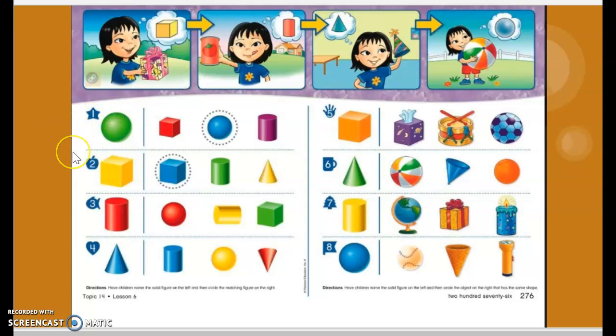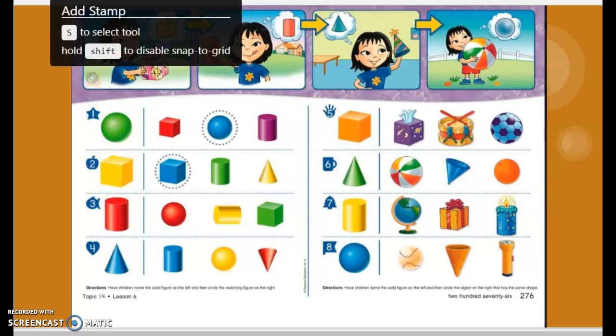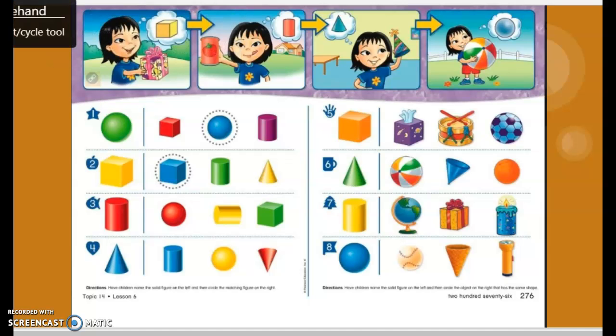Numbers 1 through 8 ask you to identify the objects that are the same as the picture that they show next to the number. So they did number 1 with us. For number 1, they said, this is a sphere. Find the sphere here. They said this one has no sides. Therefore, this must be a sphere.